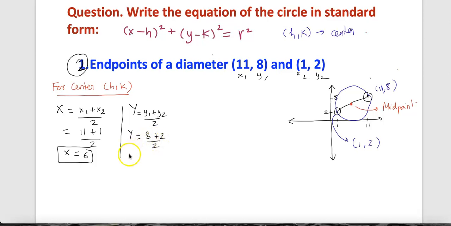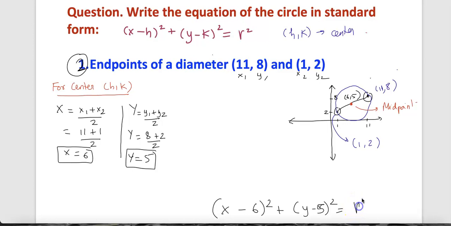This will be 10 over 2, which is 5. y is equal to 5. Let me erase it and rewrite it over here. y is equal to 5. So now what are my midpoints? The coordinates of my midpoint are 6, 5. This means my value of h is 6 and k is 5. So x minus 6 whole square plus y minus 5 whole square. Now what is left is to find this r square.